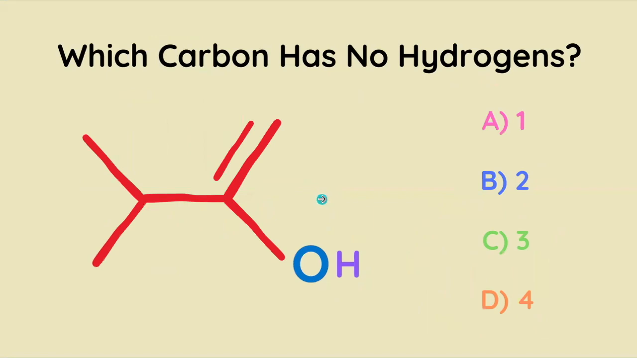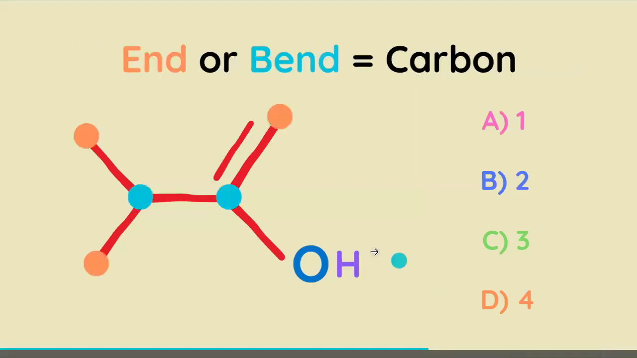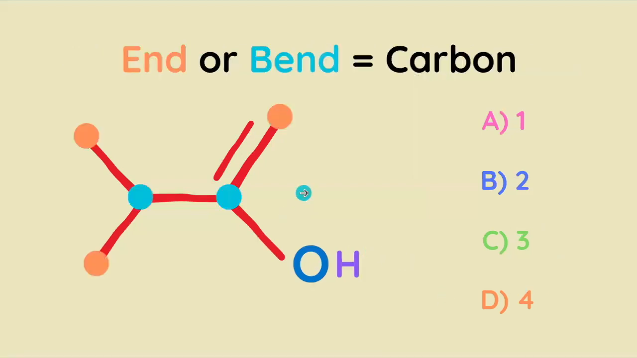Which of these carbons does not have any hydrogens attached to it? Carbon number 1, number 2, number 3, or carbon number 4? Let's make sure we understand how to identify where the carbons are in this molecule. Every time we have an end or a bend, we have a carbon.